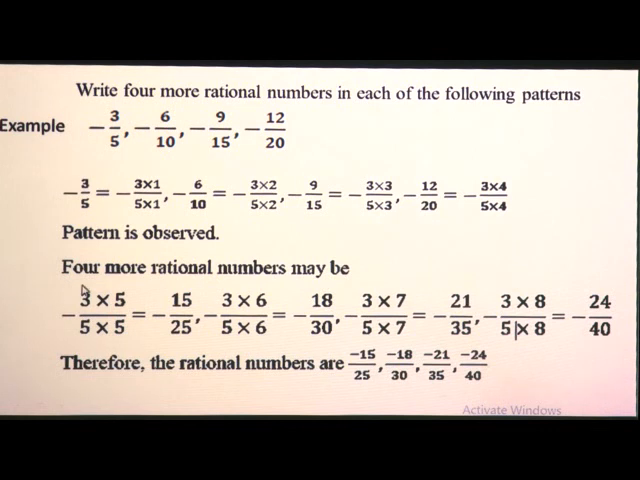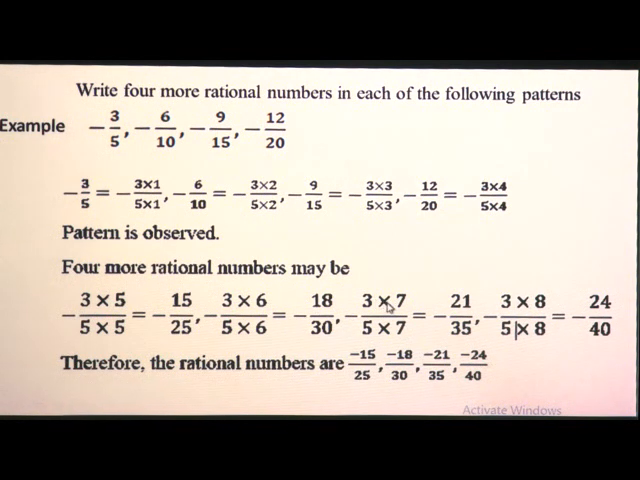Yes, we will go for another 4 more rational numbers, maybe minus 3 upon 5 multiplied by 5 upon 5 is equal to minus 15 upon 25. Again after multiplying by 5 we will multiply with 6. Then we will have 3 multiplied by 6 and 5 multiplied by 6, which is equal to 18 upon 30. Again the negative sign will be as it is.